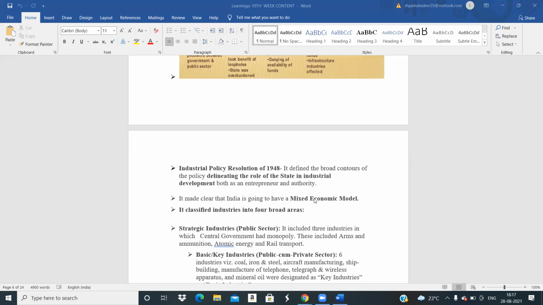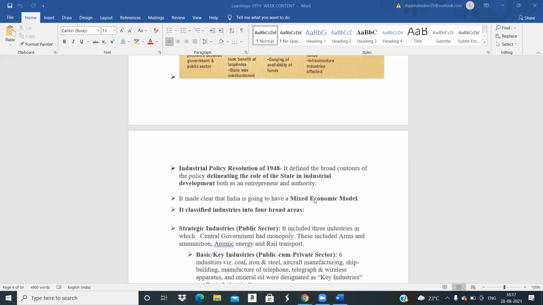Am I clear? So what is the industrial policy resolution? It defined the broad contours of the policy, delineating the role of the state in industrial development, both as an entrepreneur and that's what I told you. In 1948, the public sector took upon the responsibility to set up all the industries. As I told you, the private sector was not willing. Second one is that we are going to have a mixed economy. This was also explained in the earlier chapters. What is a mixed economy? Where you have the public sector and private sector enterprises both working together. That is called a mixed economy.